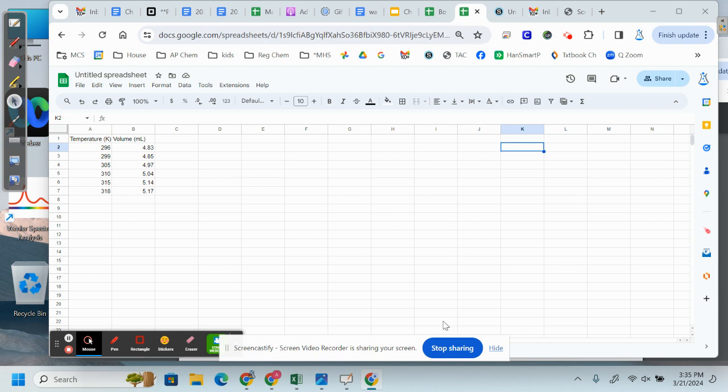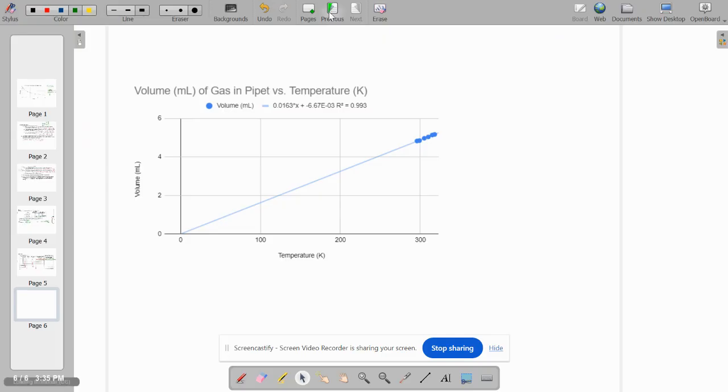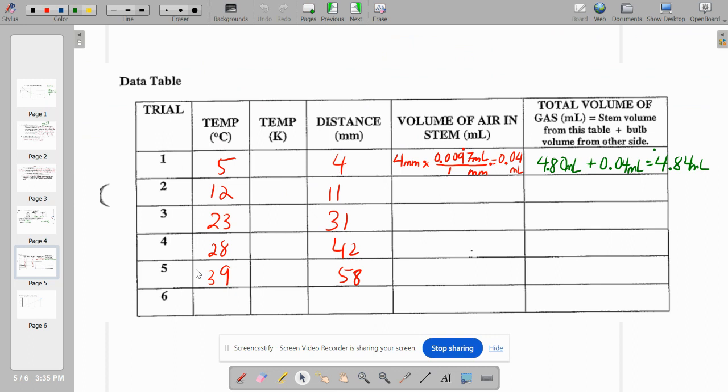Okay, so I'm going to help you out if you need a little bit of help constructing this graph for the Charles Law graph. Here's some help. First of all, just to back up a little bit, you have this data table, right? You should be able to take your temperature and convert to Kelvin.